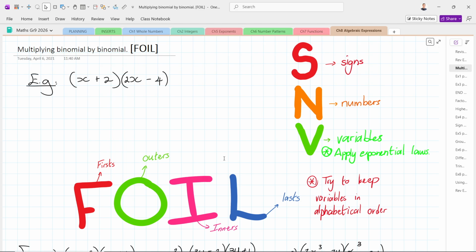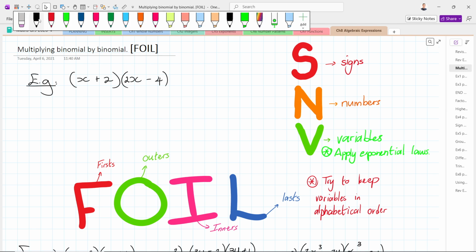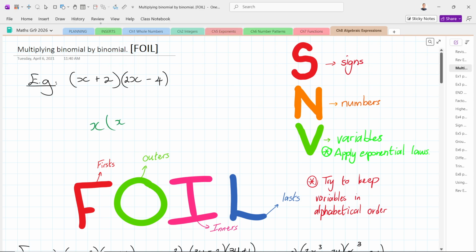Right, last year you looked at multiplying monomials by binomials. I'm going to write a silly example here for you just to look at. If I said x times x plus 2, you know to distribute it, giving you x squared plus 2x. And that would be an example of multiplying a monomial, a single term, by a binomial, a dual term, or two terms. Okay. But now we're looking at multiplying binomials by binomials.